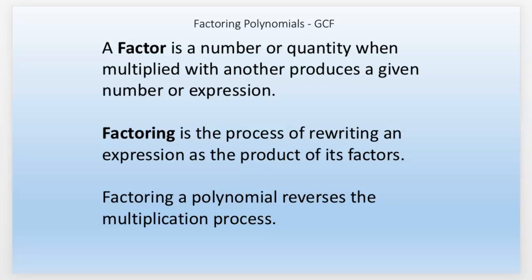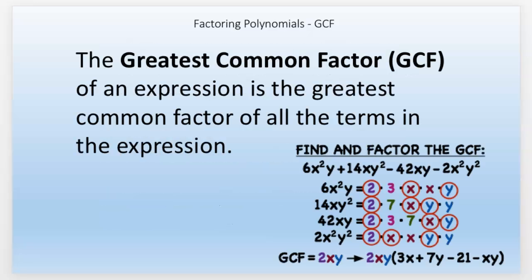And again, as I said before, factoring a polynomial kind of reverses the multiplication process. It reverses the FOIL process, or reverses the distribution process. Our third vocabulary word is the greatest common factor of an expression. It's the greatest common factor of all the terms in that expression.